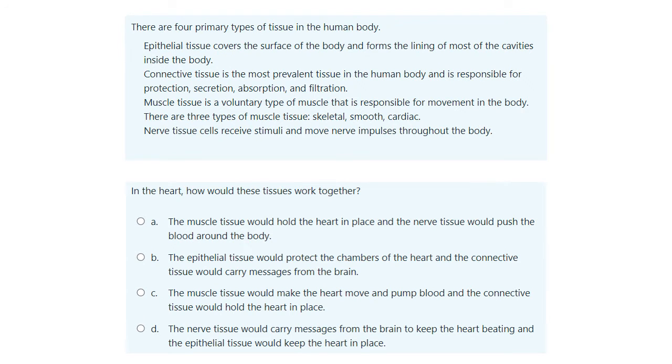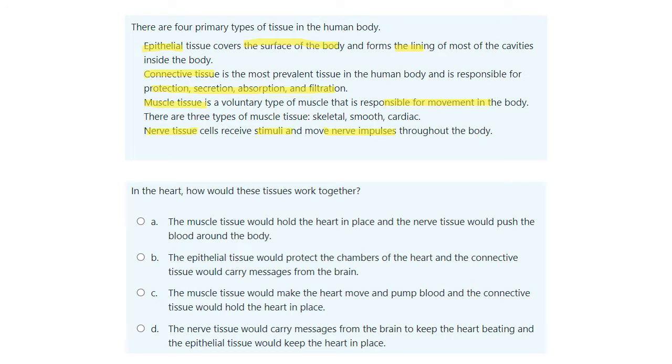Next question. There are 4 primary types of tissue in the human body. And then we have a description of each of these types of tissue. The epithelial tissue covers surfaces and forms the lining. Connective tissue is responsible for protection, secretion, absorption, and filtration. Muscle tissue is responsible for movement. And then there is nerve tissue, which is for stimuli and sending nerve impulses.